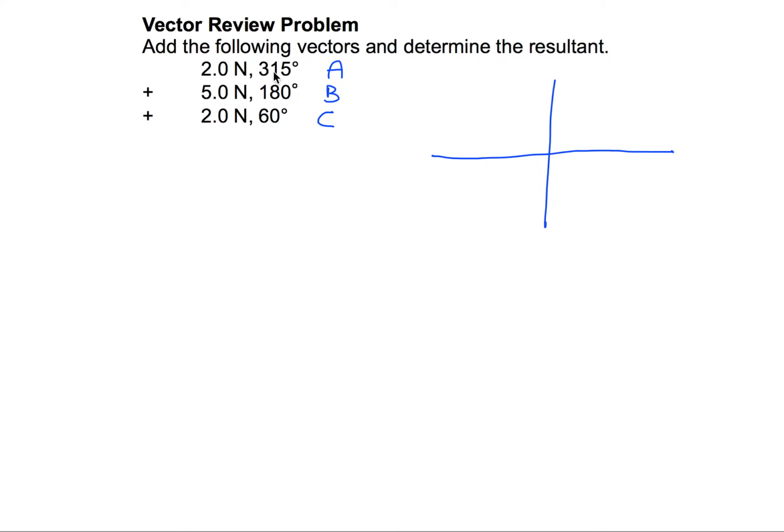So the first one is 315 degrees, which we said was over here. This right here is 315 degrees. So that means that both of these small angles here are 45 degrees. So this is vector A. And then vector B is 180. So 180 is like this. So vector B is along the negative x-axis here.